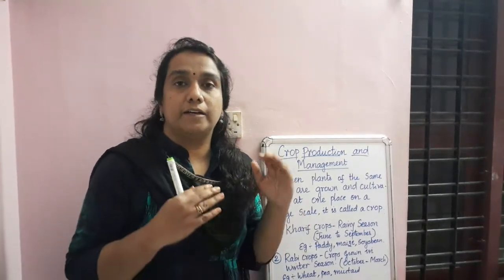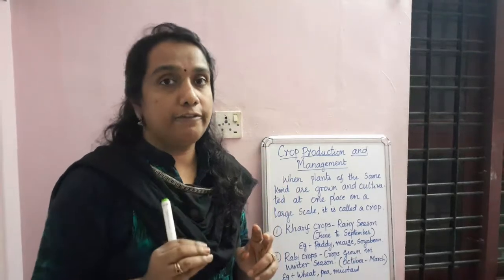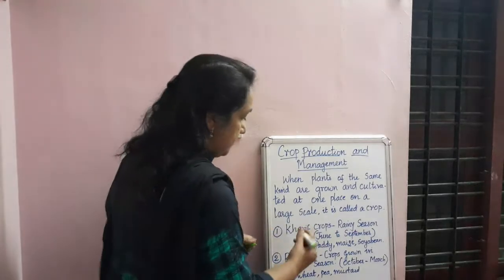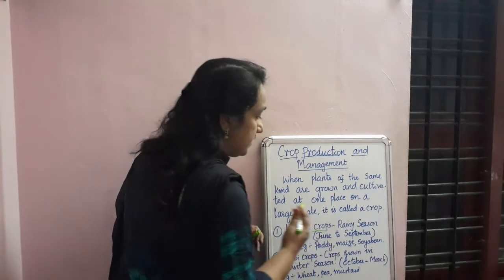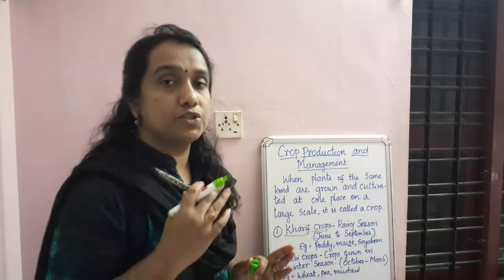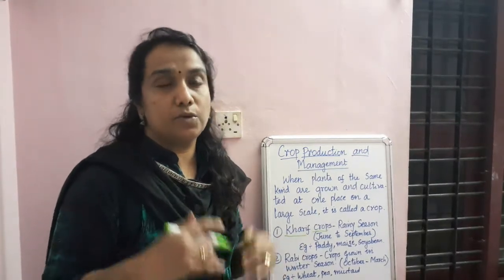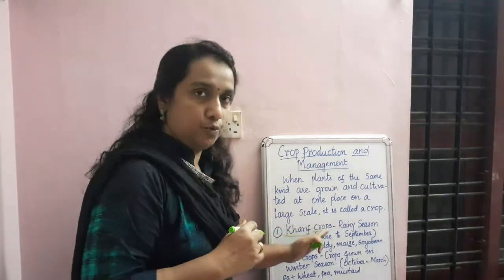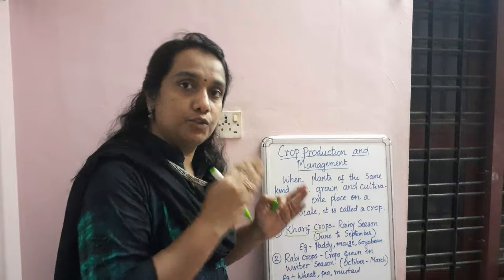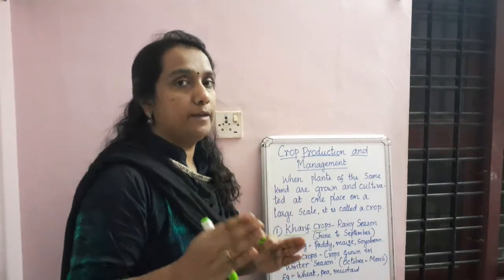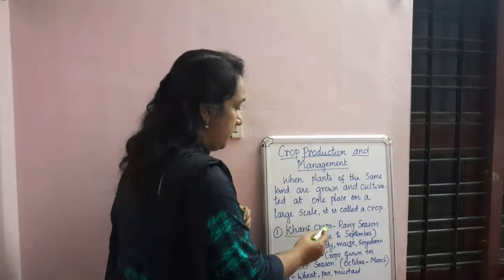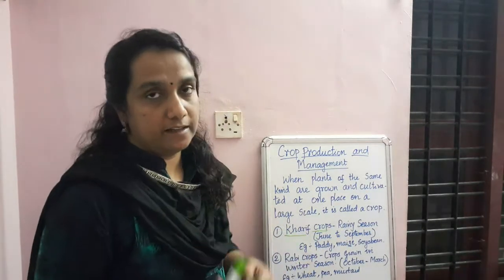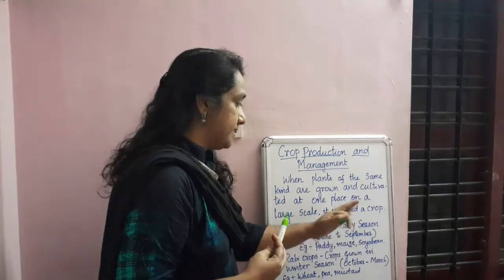So basically the crops are divided into two: kharif crops and rabi crops. The kharif crops are the crops which are grown during the rainy season. These crops need more water. Usually the rainy season is from June to September. So that type of crops is known as kharif crops. For example, paddy, maize, soybean. Many other crops are there too.